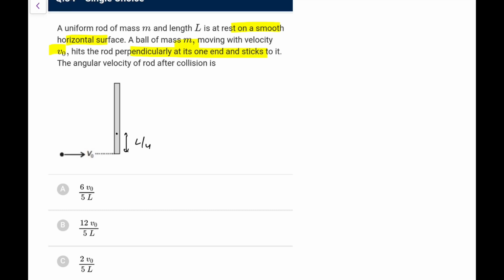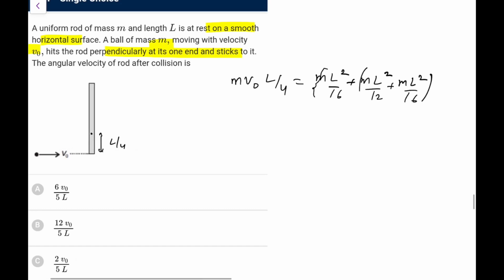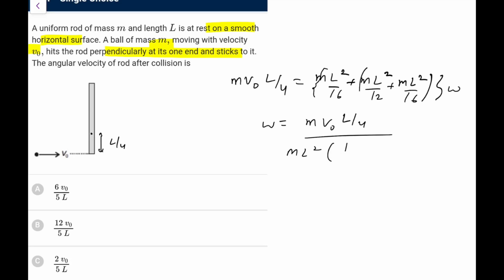So what we can do, equate angular momentum just before and after collision. So m v naught into L by 4 would be equal to I of system into omega. I of system, first one will have ml square by 16, the other one will have ml square by 12 plus ml square by 16, parallel axis theorem. So omega would be m v naught L by 4 upon ml square by 16 plus ml square by 16, that is ml square by 8, plus ml square by 12. So ml square times 1 by 8 plus 1 by 12. So m goes, L goes, so it is v naught upon 4L, and with 12 and 8 I can do 24, 2 and 3, that is 5.